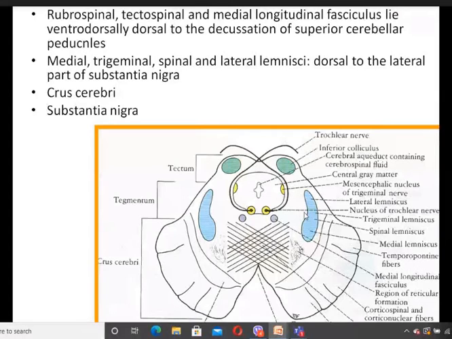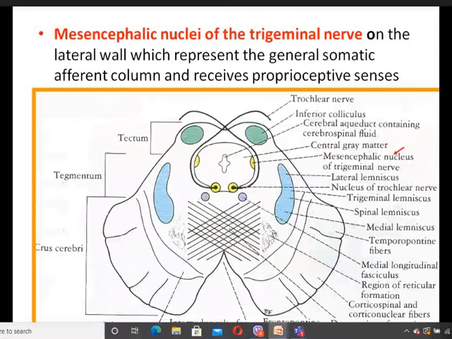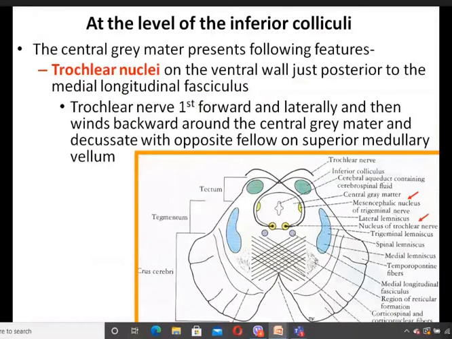They are the continuation from the medulla oblongata and pons to the midbrain. So this is the medial lemniscus, spinal lemniscus, lateral lemniscus and trigeminal lemniscus, and they are present dorsal to the lateral part of the substantia nigra. And also crus cerebri and substantia nigra can be seen in this section. So these are the important features present in the section of the inferior colliculi. Very important are the mesencephalic nucleus and the trochlear nerve nuclei.